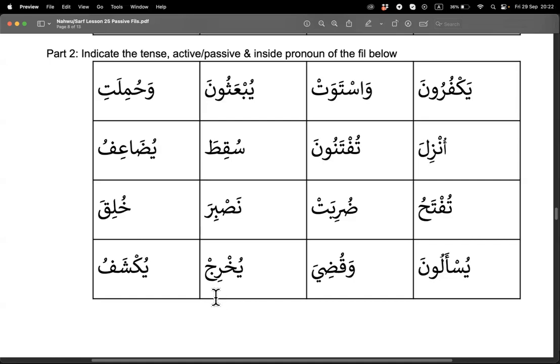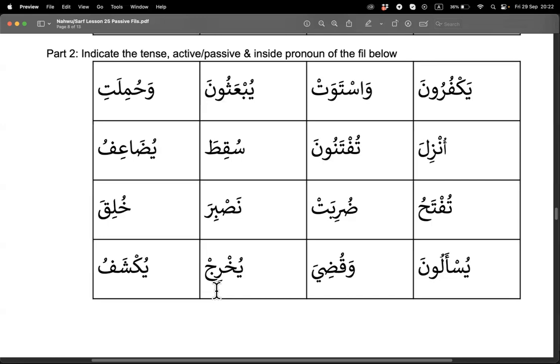I just wanted to trick you because some people forget to check that it's mudhari'. They say UI, they say majhul. You see? That's why you need to check that yes, this is mudhari'. So mudhari' majhul is ua. Even though you see ui, it's not majhul because it's not madi. So it cannot be majhul. This is mudhari', so this is maklum.